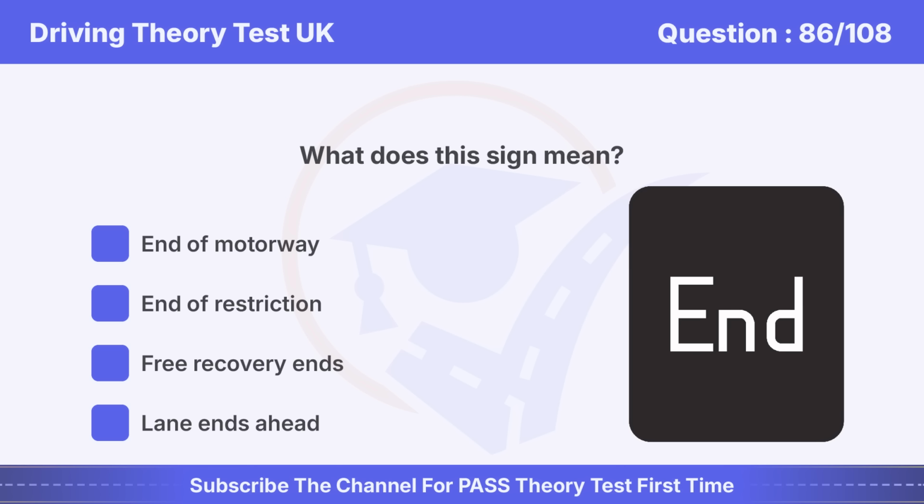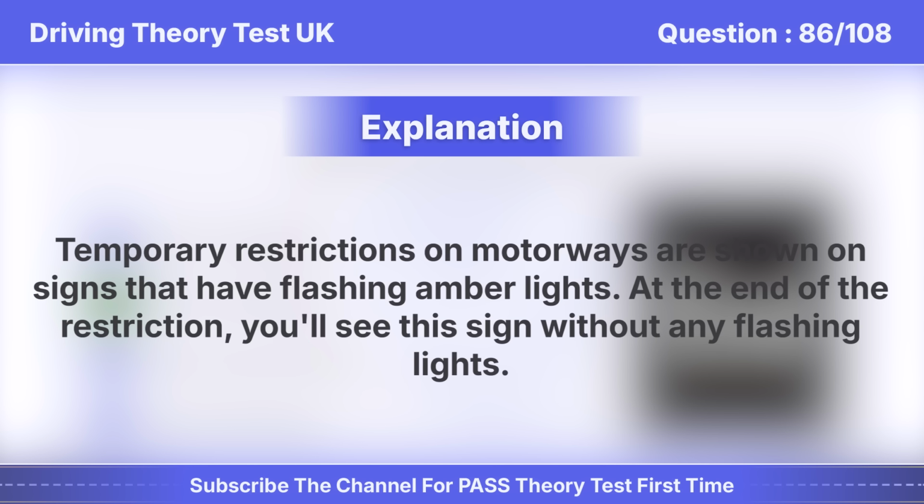Question 86. What does this sign mean? Answer is B. End of restriction. Temporary restrictions on motorways are shown on signs that have flashing amber lights. At the end of the restriction, you'll see this sign without any flashing lights.